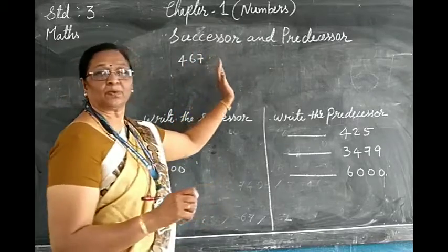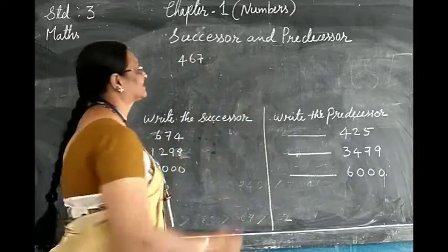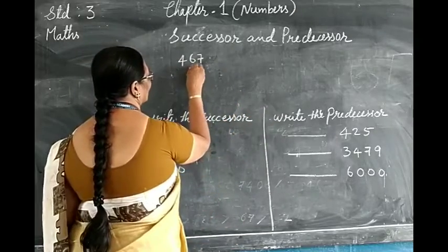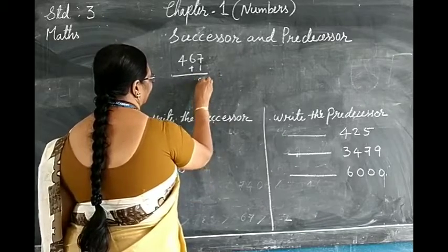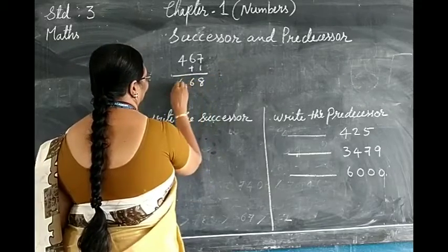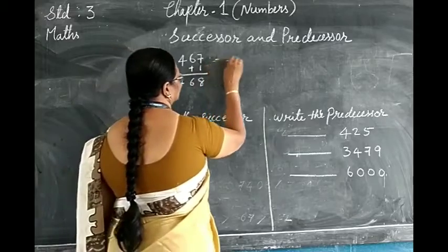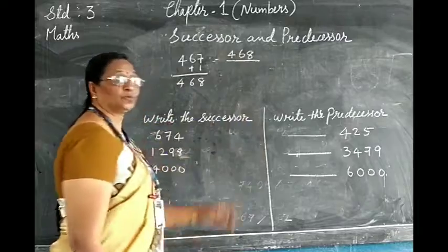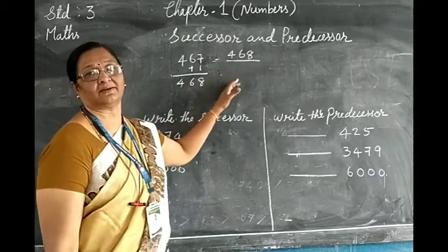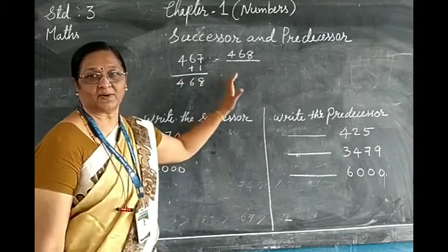Now, successor. Here it is moving to the next number. The successor of a number means you have to plus 1. Okay, that means 8, 6, 4. So the successor of this number is 4, 6, 8. What do we have to do? We have to plus 1.